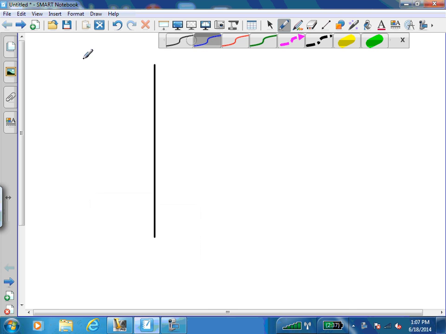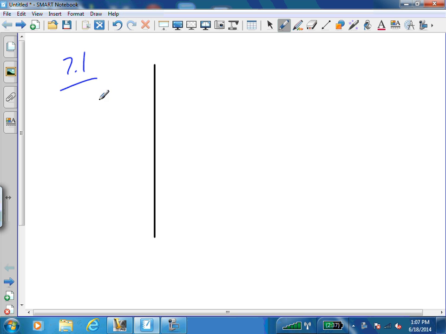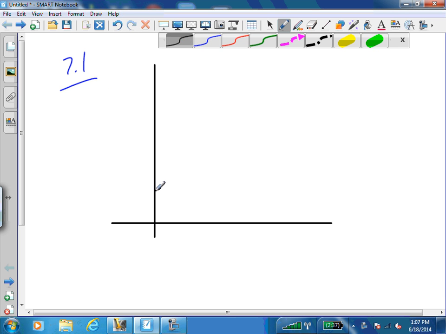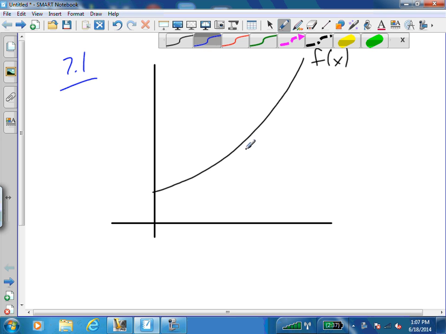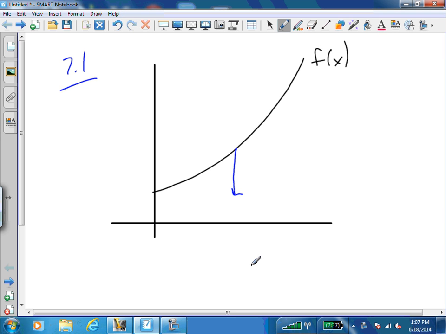So in 7.1, let's remind ourselves that if we have a function f of x, if we want to find the area between that function and the x-axis, let's say from A to B, then when we originally did that, we looked at drawing some little small rectangles.